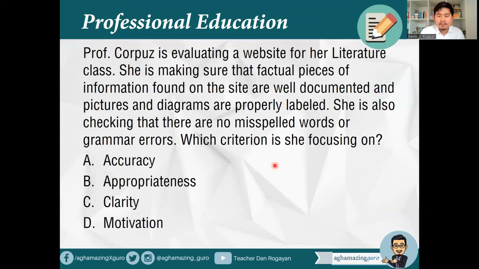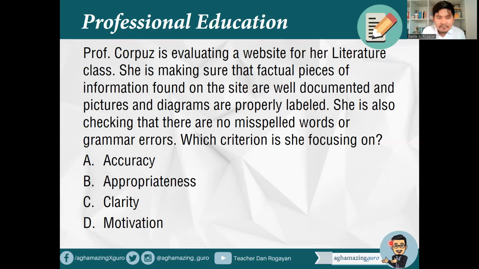Second question, Professor Corpus is evaluating a website for her literature class. She's making sure that factual pieces of information found on the site are well documented and pictures and diagrams are properly labeled. She's also checking that there are no misspelled words or grammar errors. Which criterion is she focusing on? Is it A, accuracy, B, appropriateness, C, clarity, or letter D, motivation?